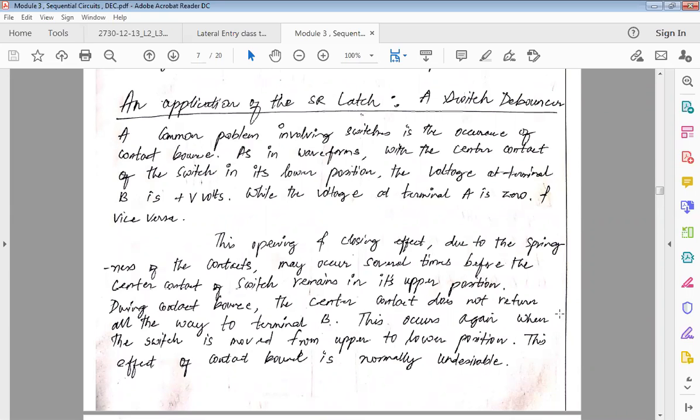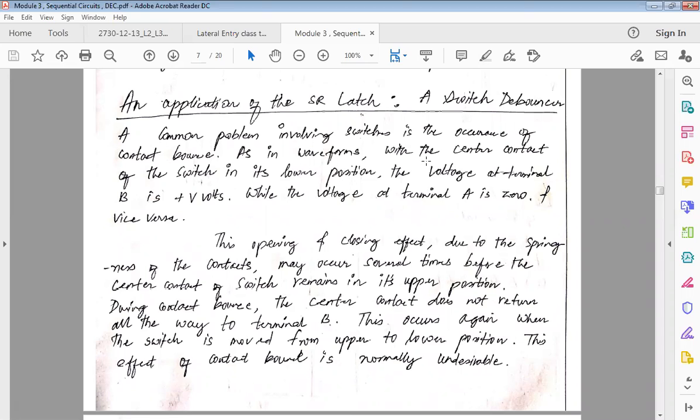Okay, fine. So a common problem involving switches is the occurrence of contact bounce. So what is this contact bounce? Even though we have turned on the switch, the contact may not remain in the same place, but it might get back to its different state. Say, for example, I'm turning on a switch, it might turn off automatically. That is because of a concept called contact bounce.